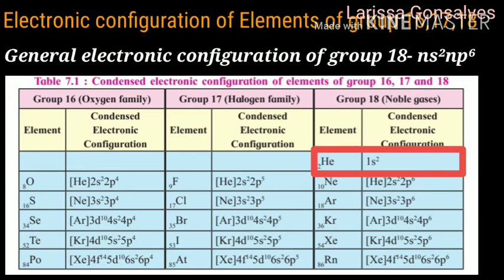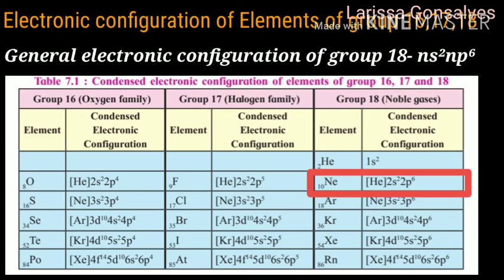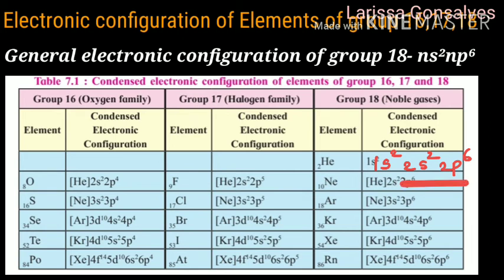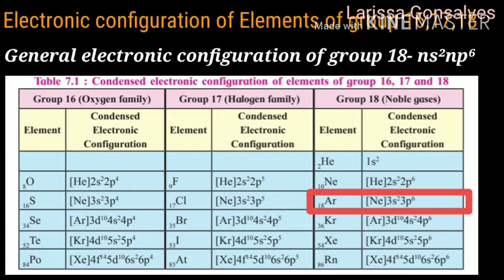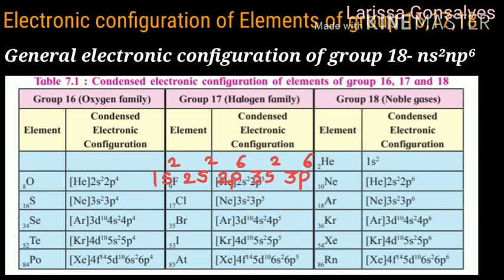The first example is helium, which has the atomic number 2 and the electronic configuration is written as 1s2. Next example is of neon, which is 10. The electronic configuration is written as 1s2, 2s2 and 2p6. So if you check the last two shells, that is S and P, they are completely filled with 2 and 6 electrons each.